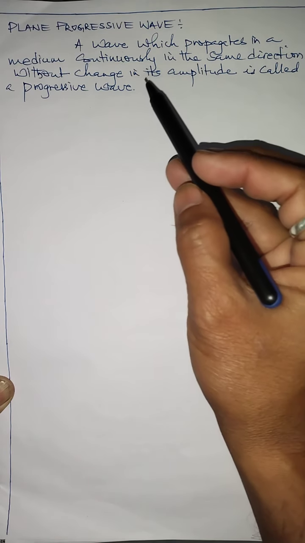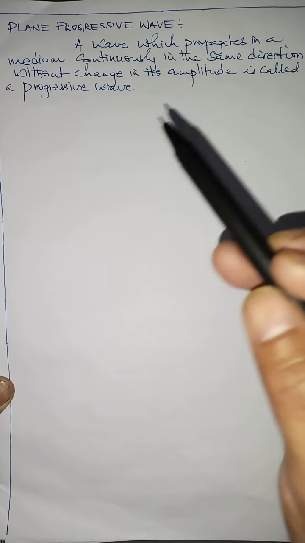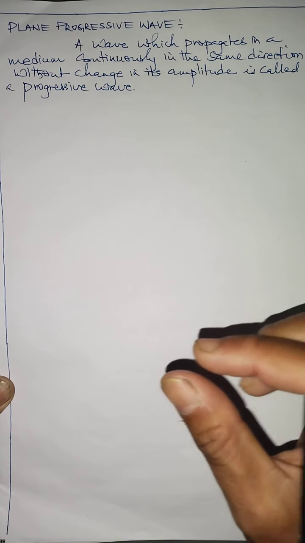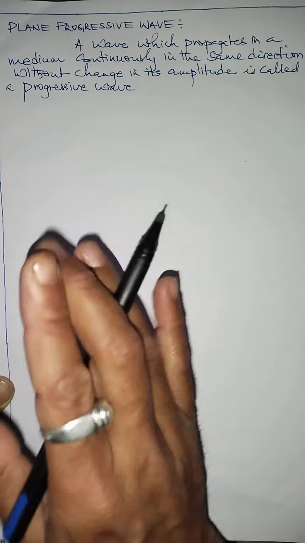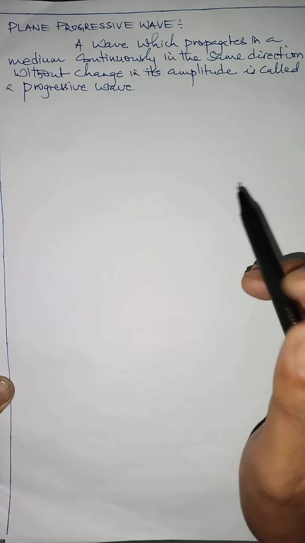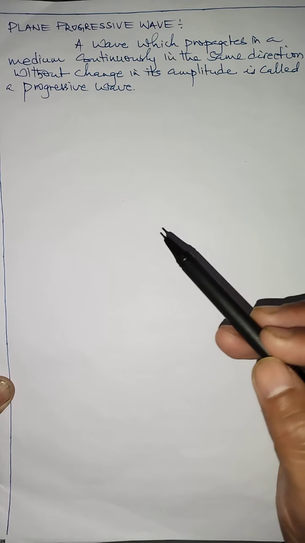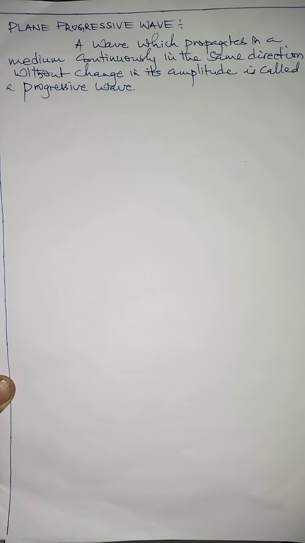Now, when this progressive wave starts propagating in any direction, as I said, the amplitude of the wave remains constant. Once it starts propagating from a given source, it propagates in a particular direction, in the same direction only, and without any breakage. That means it will propagate continuously. Such type of wave, as I said, is called plane progressive wave.